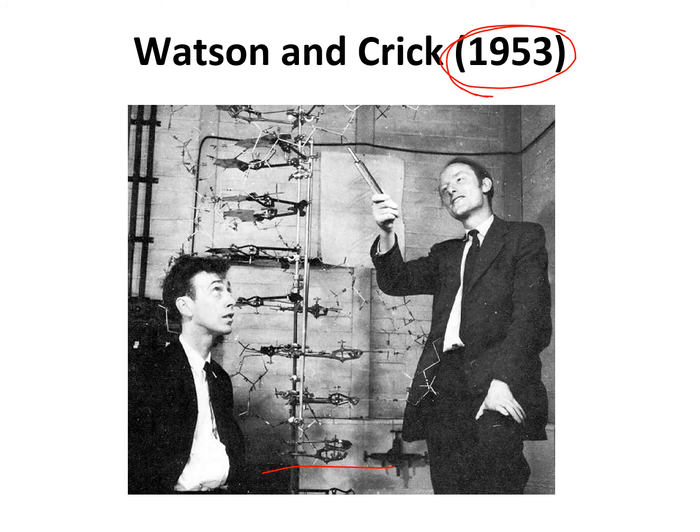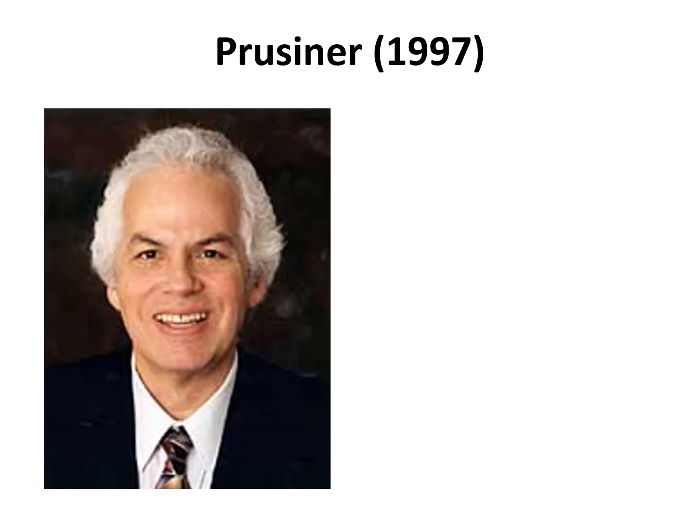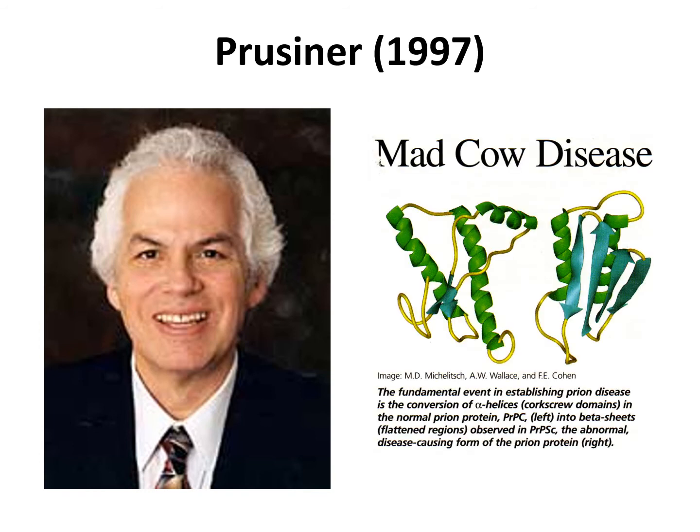The last scientist I want you to know is Prusiner, and in 1997 he got the Nobel Prize for discovering prions. And prions are proteins, and they cause diseases like mad cow disease. So prions were basically discovered in the 80s, and they are the newest type of microbe. And at the end of the virus chapter, that's when I will go through prions in more detail.